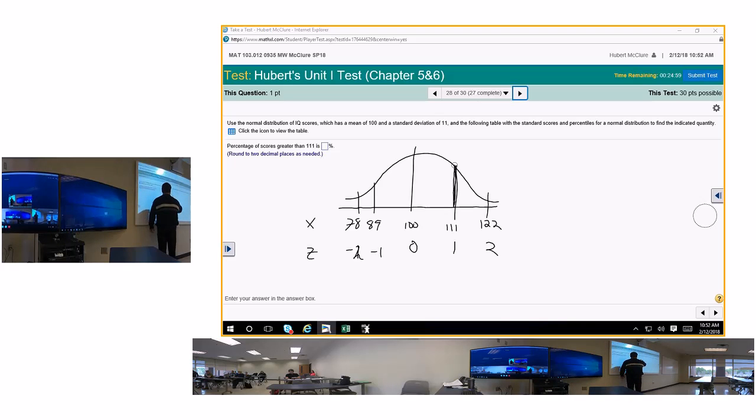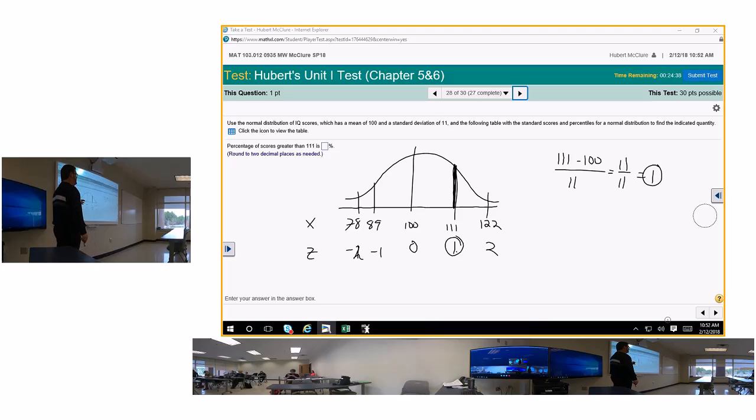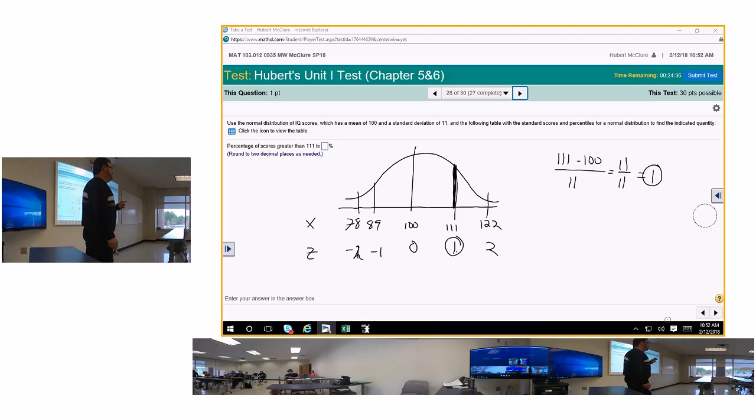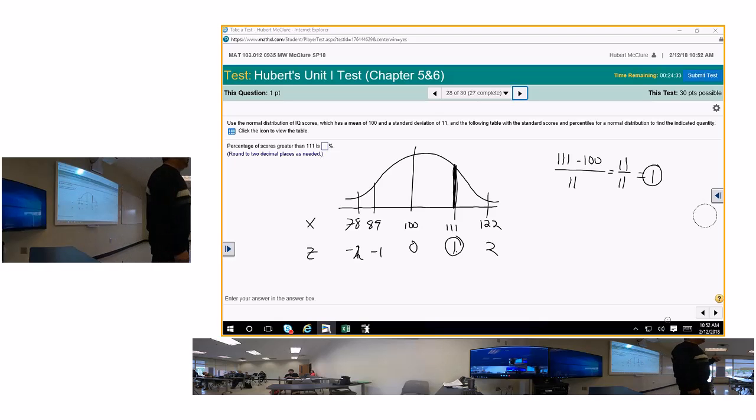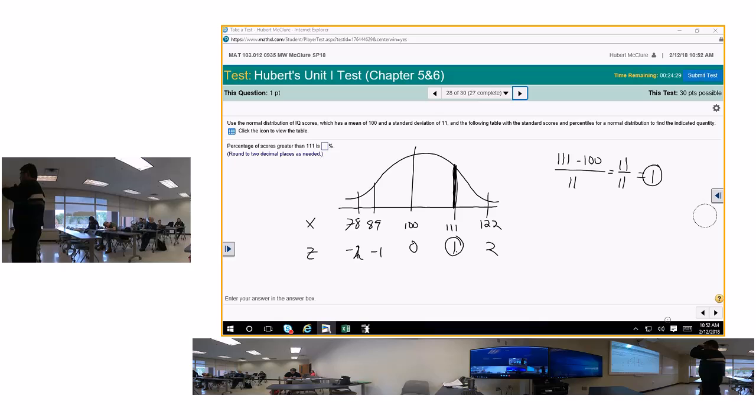Well, that's z equal to 1, but let's check it. That'd be 111 minus 100 over 11, which is 11 over 11, which is equal to 1. Always check, because like I said, sometimes they give you numbers that will not give you a 1, and you have to use the 1.1 or the 1.2. Okay, so always check that. All right, so they need the right-hand side.